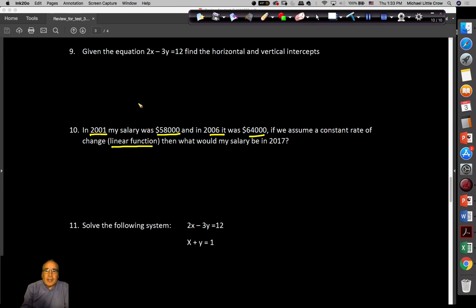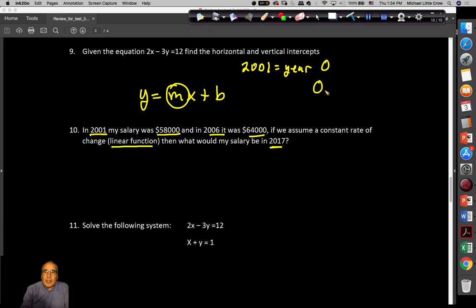So thinking of a linear function, that's going to be y equals mx plus b. Remember, we know how to get the slope. It's with 2 points. We could find the y-intercept as well, and then we can figure out what year this is and plug it in. So my suggestion is to let 2001 be year 0. Restart the timing. So at the beginning of my job, I was making $58,000.